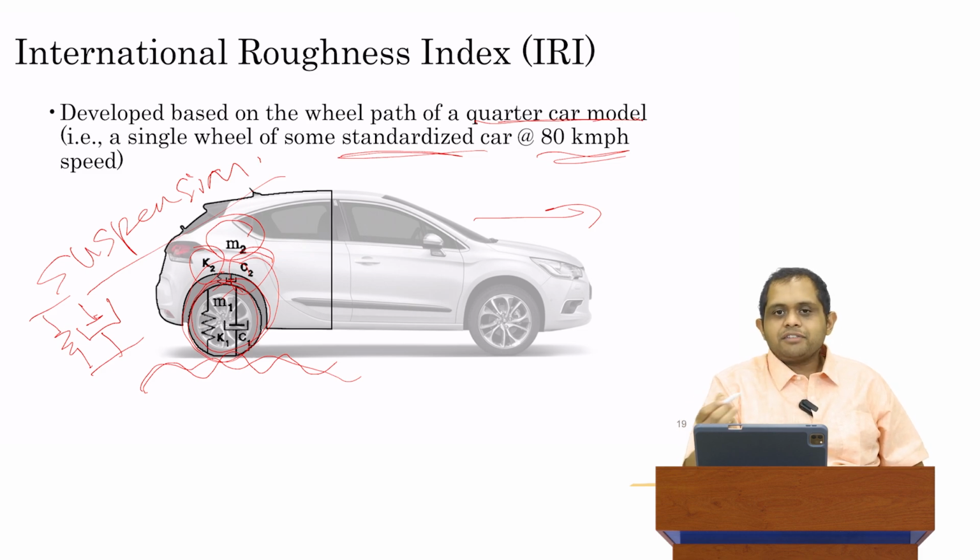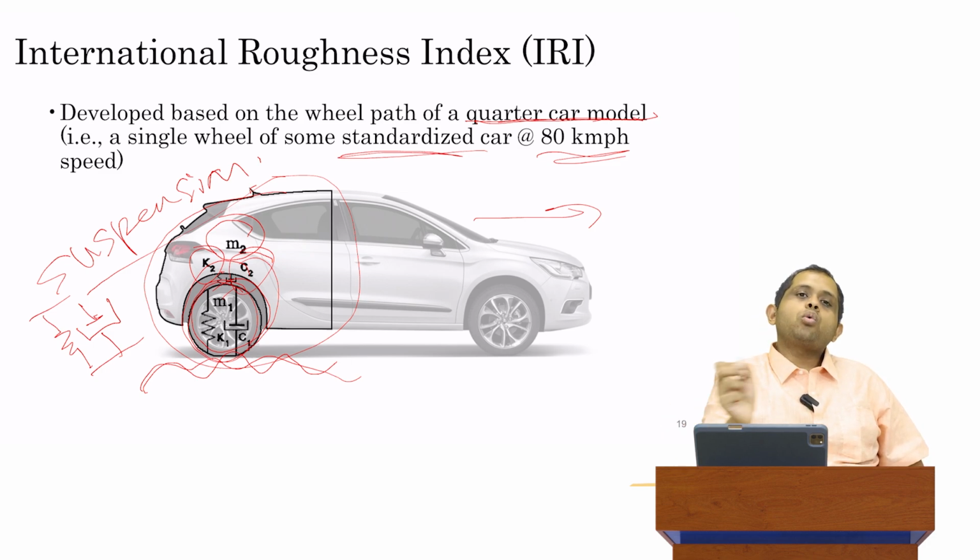Furthermore, as you know, a car has 4 wheels. But what the International Roughness Index says is that you only examine how the suspension of one of the 4 wheels is behaving, not all 4 of them. And that is called a quarter car model. So we have a standardized car with a standardized speed, and we take only a quarter of that. That is called a quarter car model.